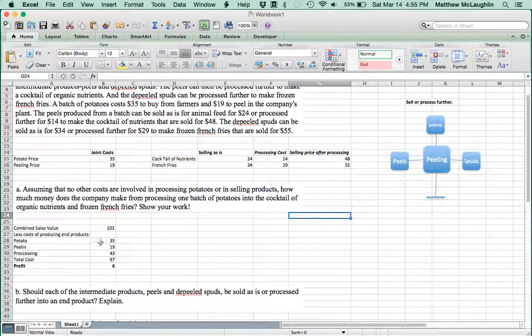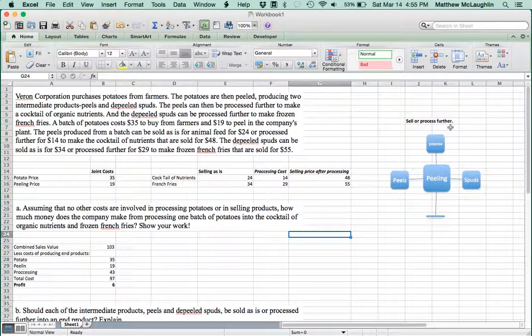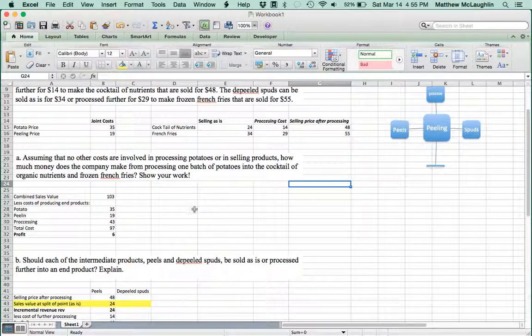All right, that's enough jabbering. Now let's go to part A, and all we're asked to do is total pretty much everything up and see how much the company makes from processing a batch of potatoes. They say processing is the key word. So they're asking us, once it's all said and done, we're not going to sell the peels as is, we're going to process it further. So this is after it's incurred all those costs.